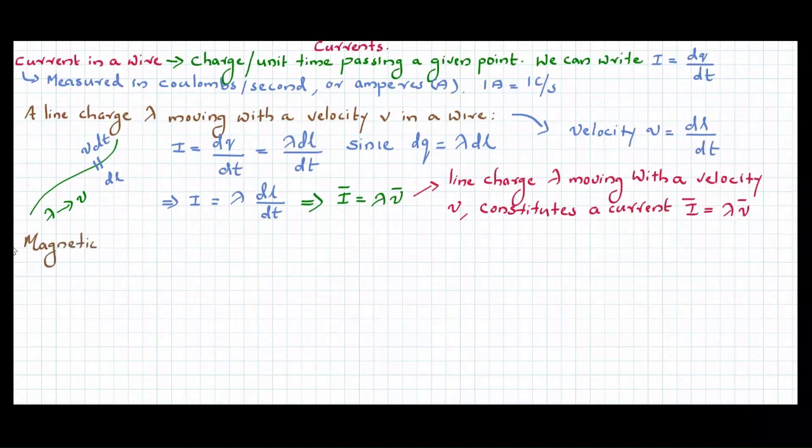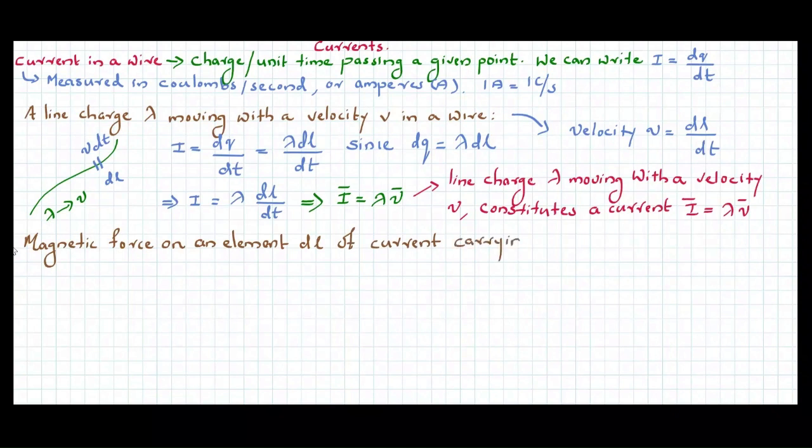We have seen magnetic forces. Now consider a special situation. Suppose your line charge lambda is moving with velocity v in a magnetic field. Certainly, there is some magnetic force on the wire segment. Now let us calculate the magnetic force on the wire segment when the line charge lambda moves with velocity v in a magnetic field.